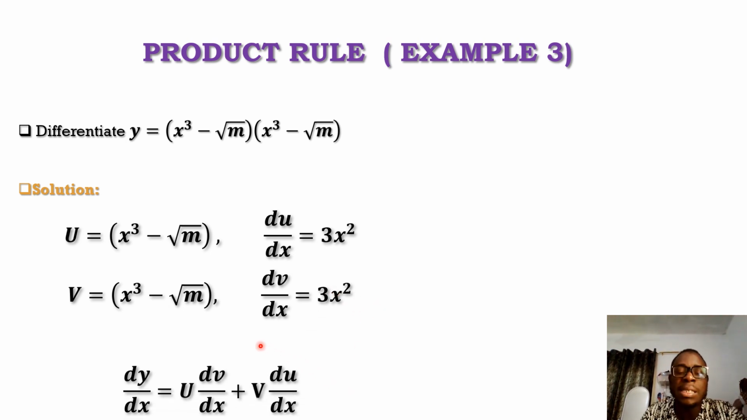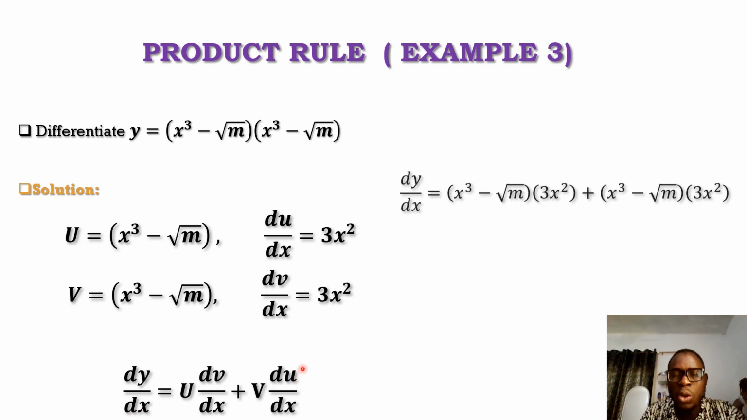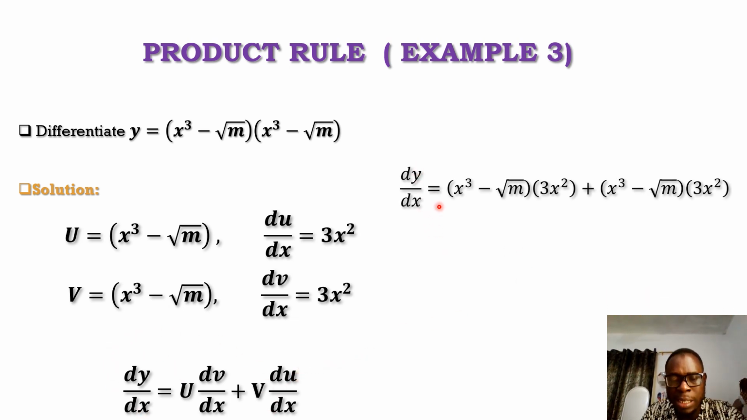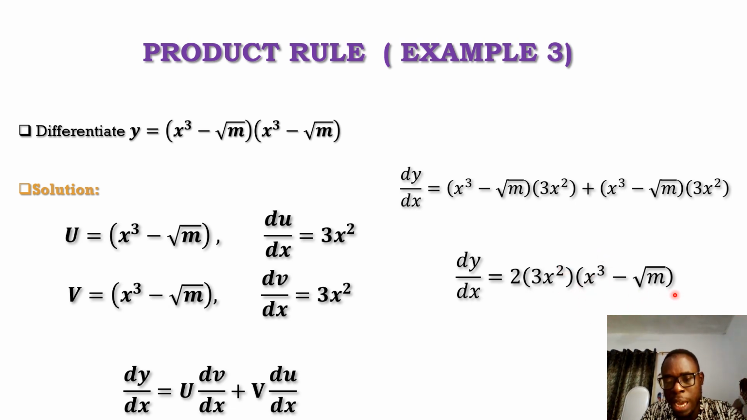We are going to repeat the same process by substituting this expression in the product rule formula, which will be of the form dy/dx equal to maintain the u, differentiate the v, plus maintain the v, differentiate the u. Then we simplify the expression to have the answer dy/dx equal to 3x squared bracket x cubed minus root m. So 2 times 3 will give us 6. So we are going to end up with 6x squared bracket x cubed minus root m.